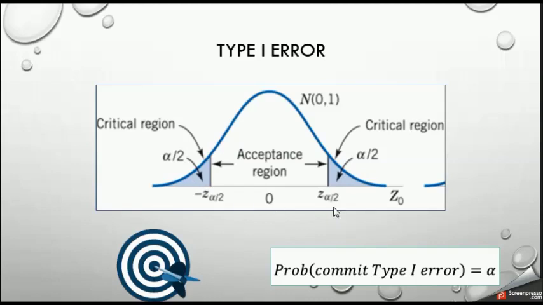Now suppose some values in the rejection area really belong to the same distribution, so we have committed a type 1 error. Type 1 error is to reject the null hypothesis, meaning to fall in the rejection area here or here, when the null hypothesis is true, which means the values here of z0 really belong to this distribution. So the probability of committing a type 1 error equals alpha.